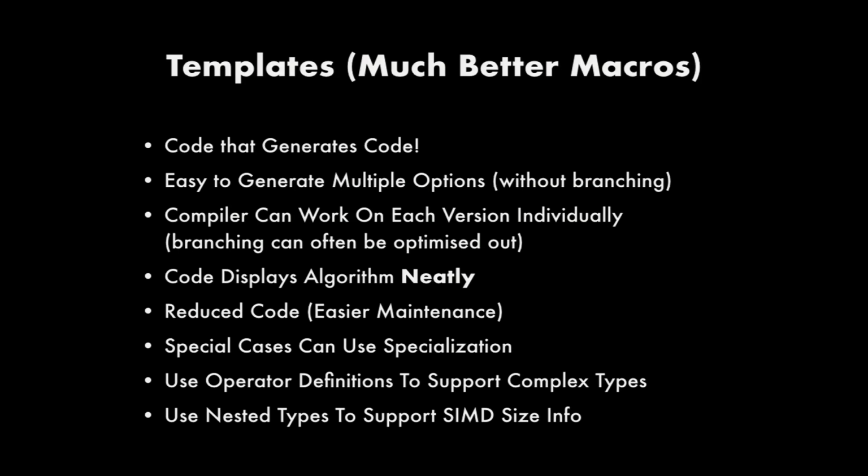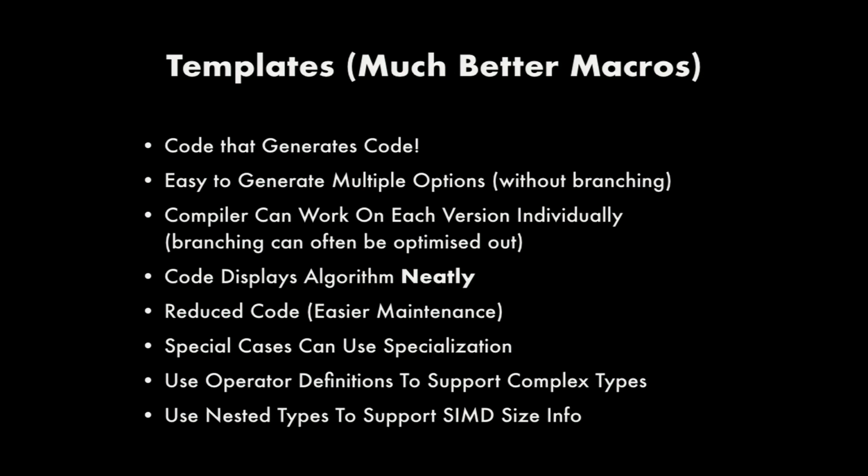You saw the horrible macros earlier. They're absolutely foul. They give you all kinds of nasty errors. They're not real functions. They don't check anything. You can get all kinds of bad things happening with macros. So templates are a much better system. They're code that generates code. It's therefore easy to generate multiple options, so multiple versions of the same code that work slightly differently in the way that I was trying to with the granulator that I showed, without branching within the code.